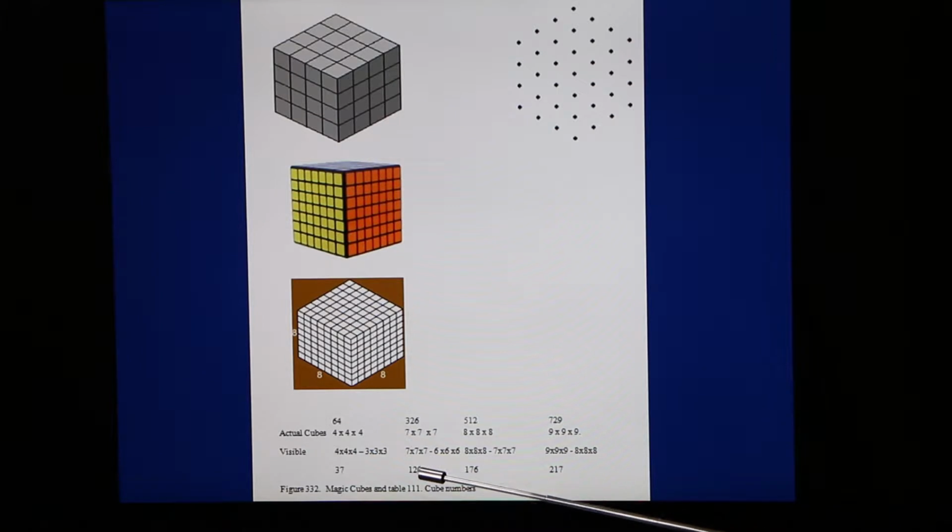To give you a bigger example, 7 times 7 times 7 gives me a cube. 7 times 7 times 7 minus 6 times 6 times 6 gives me 127 of the 343 that are visible. If I have a cube of 729, namely 9 times 9 times 9, then I subtract 8 times 8 times 8, and I have 217 that are visible. And each of those are important numbers again. And so I am reading a text which is numbers which I can translate into a visible form.